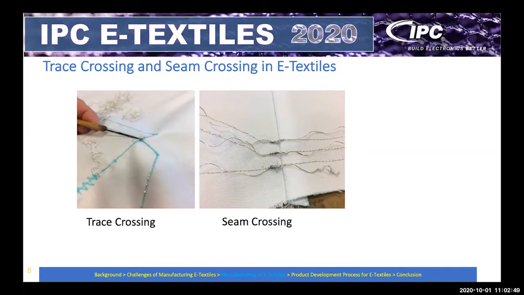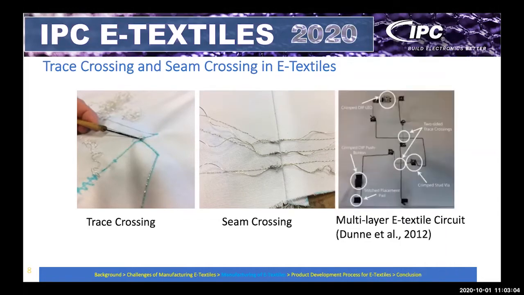There are several approaches that can be used for trace crossing and seam crossing in e-textiles. One approach is using float stitch, where you float one stitch over another. But in that case, you have to insulate the other stitch by some technique so that it doesn't create a short circuit. You can also use insulated conductive wire, but then you need to figure out a way to remove the insulation from a specific part of the wire. Another approach is to use a multi-layer e-textile circuit, which can be done by adjusting the tension in the sewing machine.